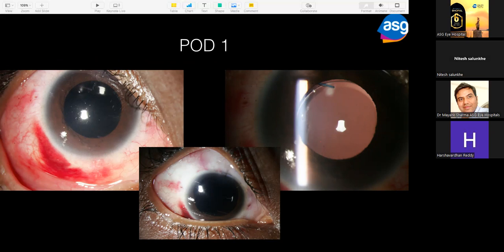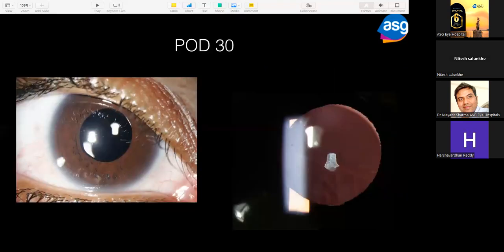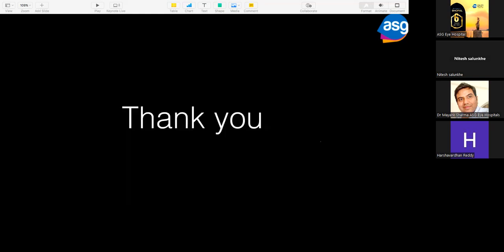So this is actually a post-op image of an SFIL that I did using a foldable lens. If you look at it like that, it looks not very different from a phaco surgery. So the recovery is much faster and the patient has good vision. It's actually very difficult to even tell that it's an SFIL and not a regular phaco.